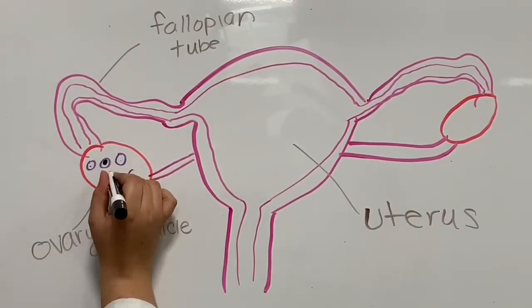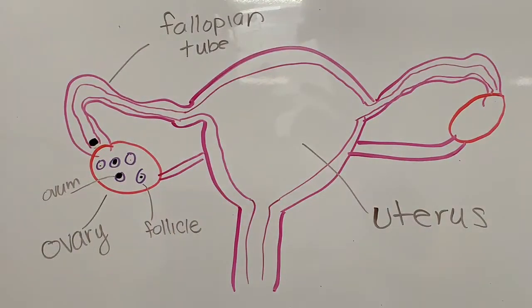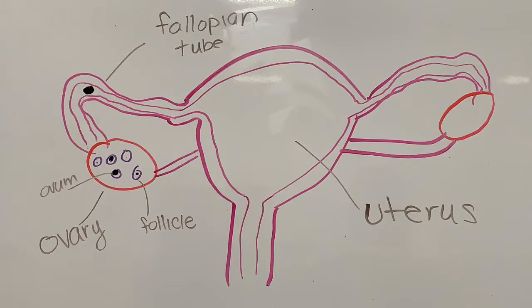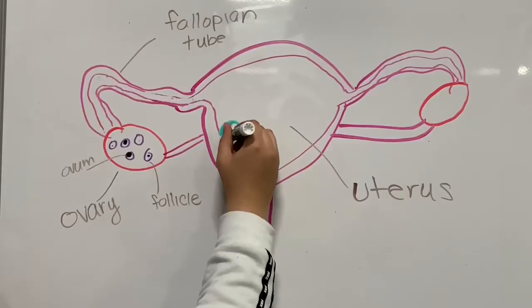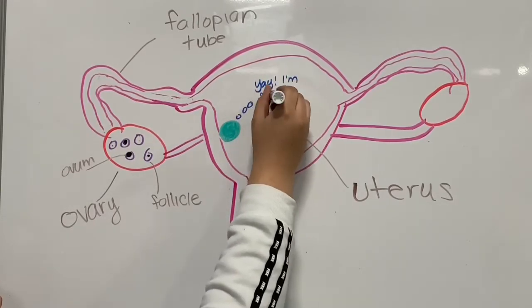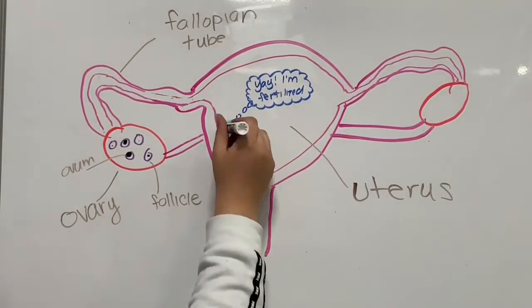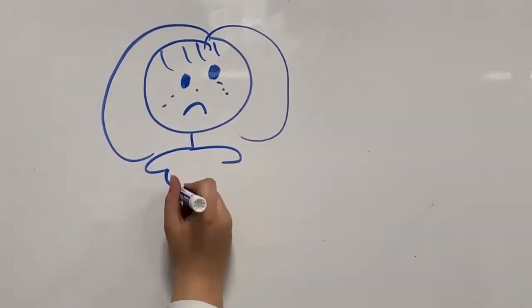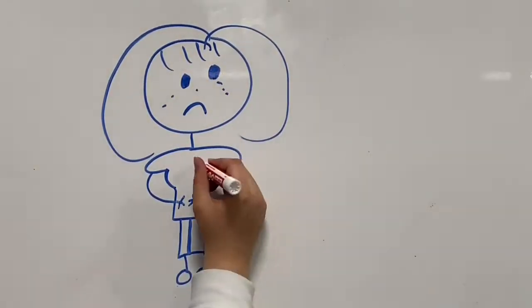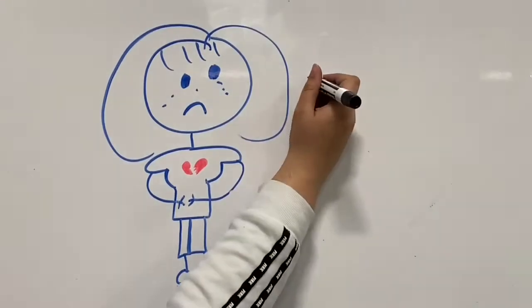This ovum is then released from the follicle into the fallopian tube. Once in the fallopian tube, the ovum can be fertilized by a sperm. If fertilized, this fertilized egg will travel to the uterus to implant, beginning pregnancy. Although fertility is dependent on ovulation, many factors can prevent or delay ovulation.